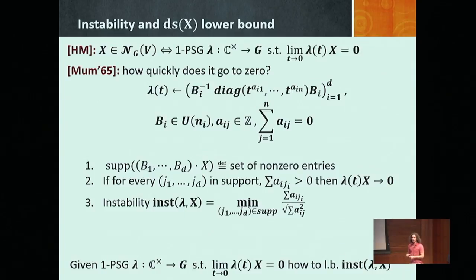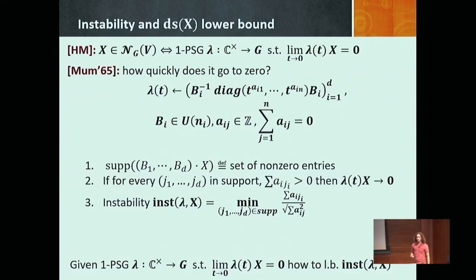And what is the support? You act by the unitaries, you rotate the tensor, and now you just look at the coordinates in which the tensor is non-zero. That's the support of the tensor. And if I'm driving this tensor to 0, it means that for every index in the support, my t will be raised to a positive exponent, right? So then I must have these constraints, okay?